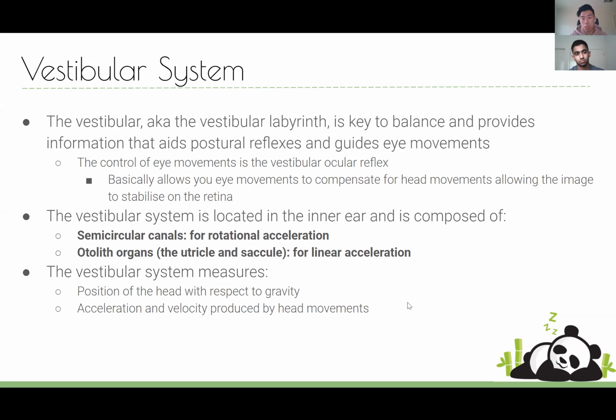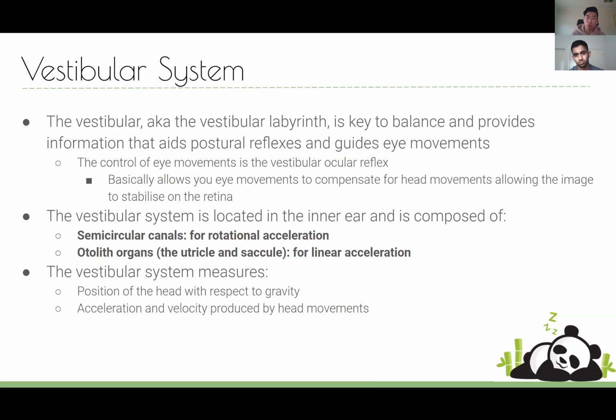The vestibular system is in your ears and is also known as the vestibular labyrinth. It provides balance information that aids postural reflexes and guides eye movements. This allows you to have the VOR, the vestibulo-ocular reflex, which lets you move your eyes to compensate for head movement. So if you move your head, your vision doesn't suddenly go blurry. That's because of this reflex.